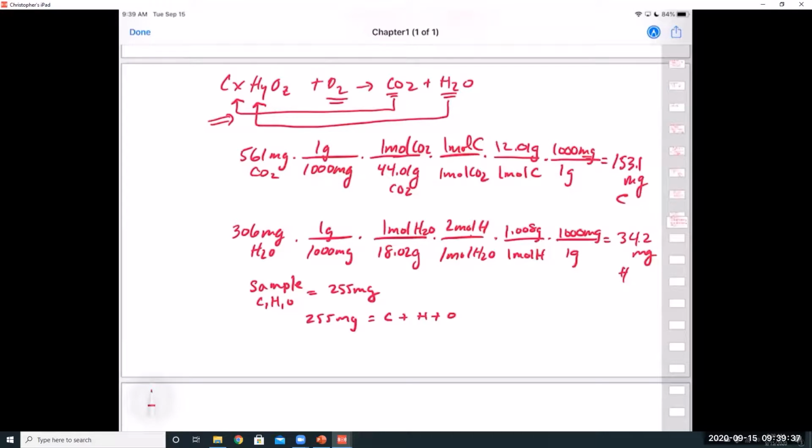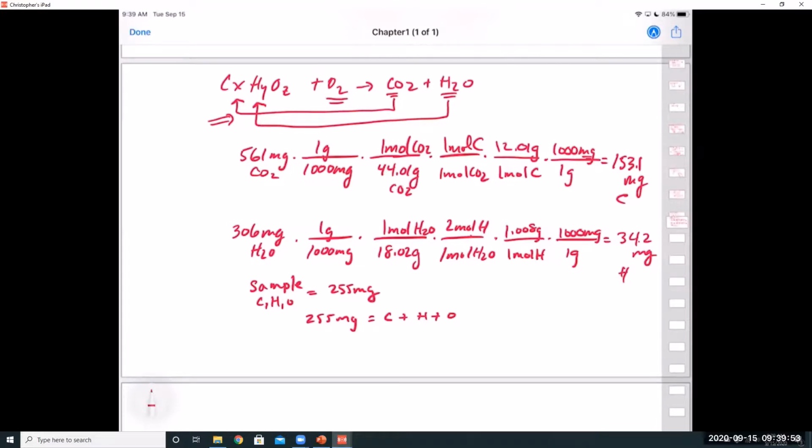So the carbon that's in there plus the hydrogen that's in there plus the oxygen that's in there has to add up to get that. Now, the good thing about doing it this way is it's kind of quick, right? Because now it just becomes an addition and subtraction problem. This is conservation of mass.